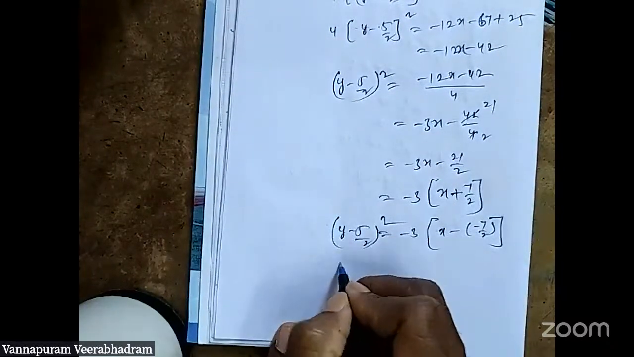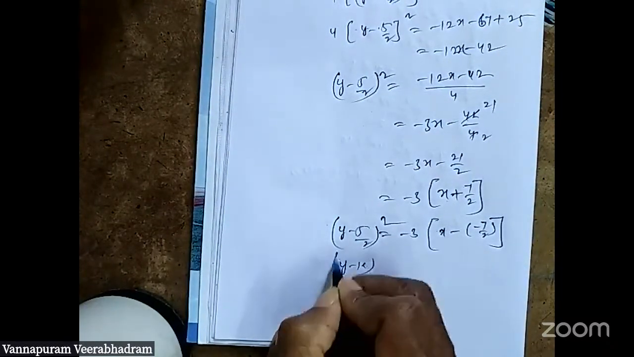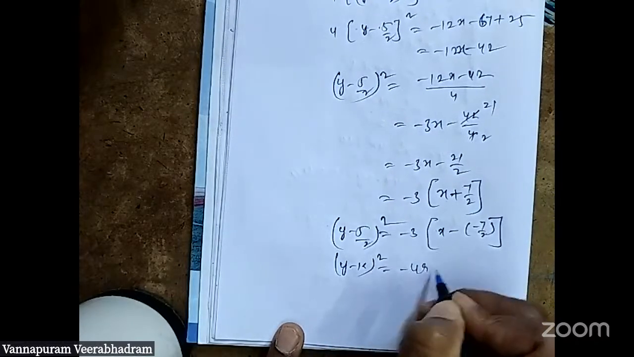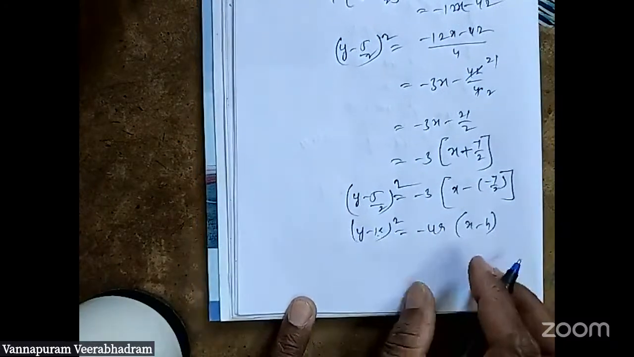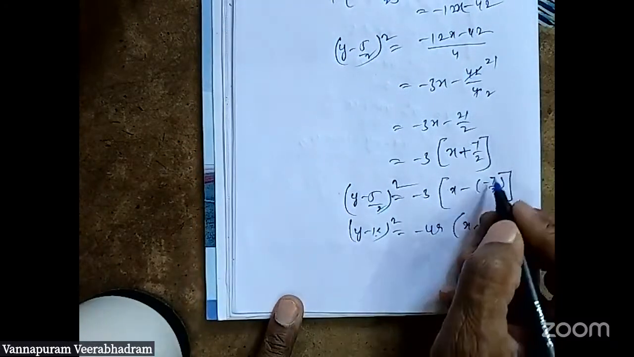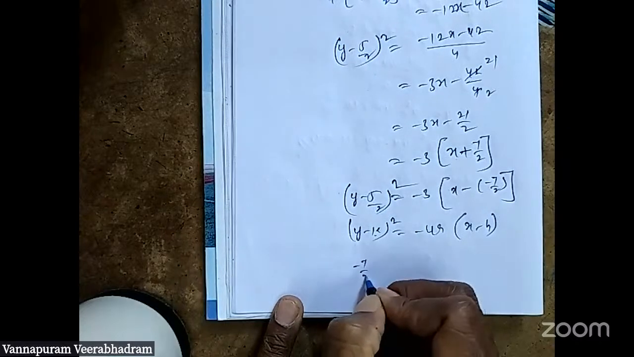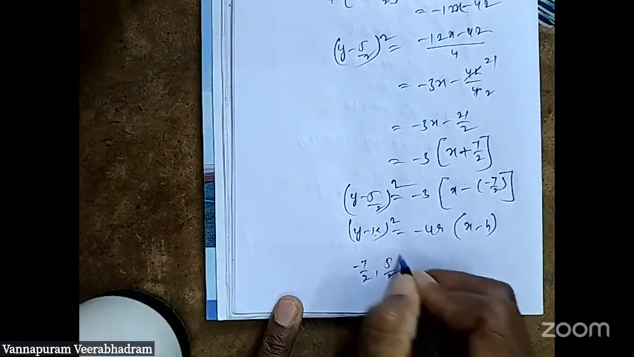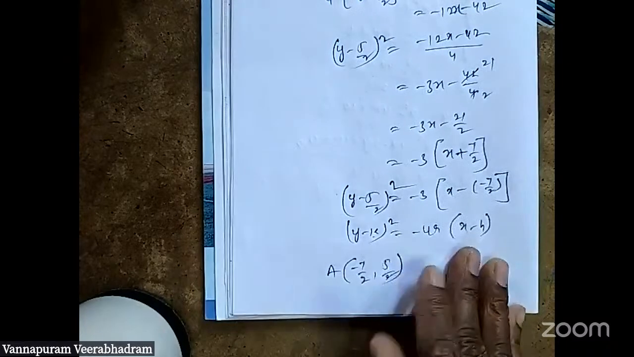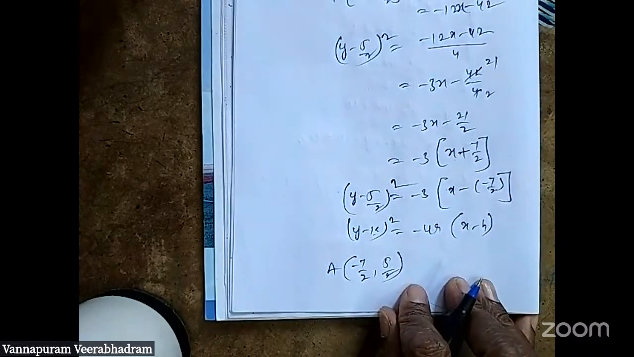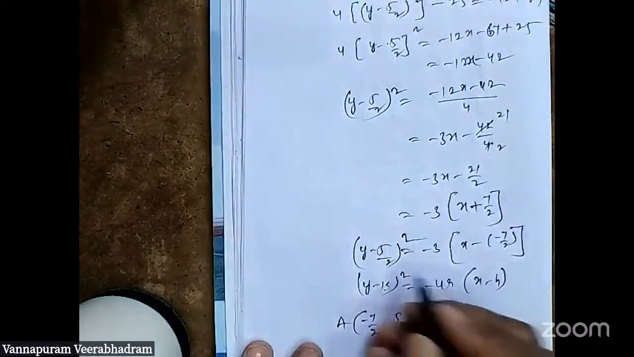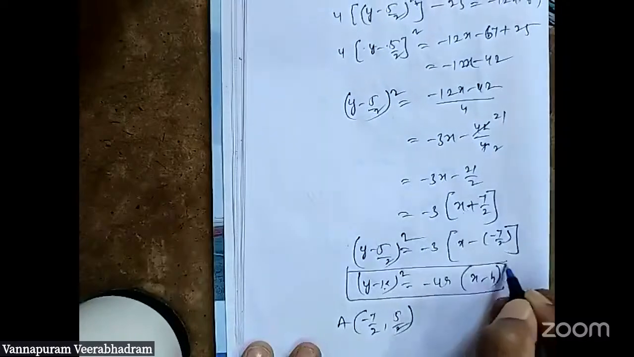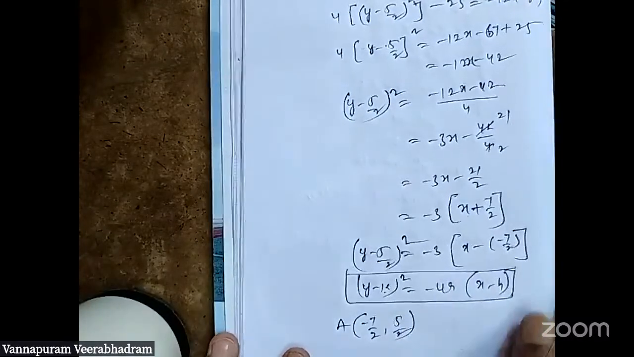So therefore, here we transformed the equation into the standard form: y minus k whole square is equal to minus 4a into x minus h. Here h comma k represents the vertex, so the h value is minus 7 by 2, comma k value is 5 by 2. So this is the vertex. And now the focus. For this case, y minus k whole square equal to minus 4a into x minus h.